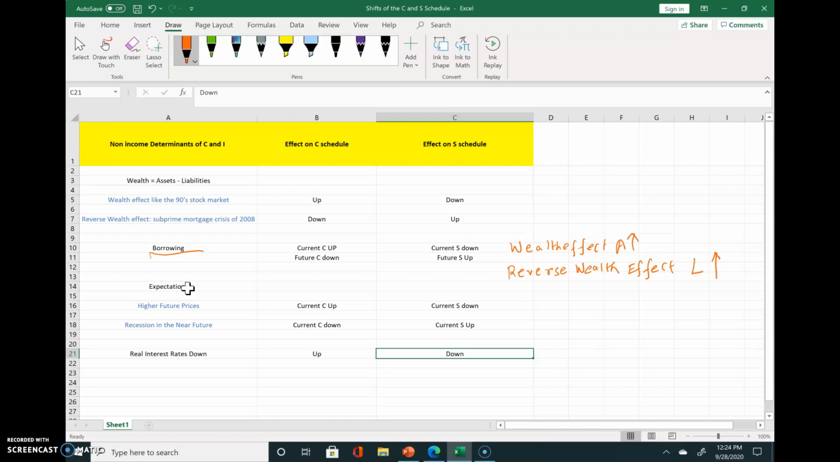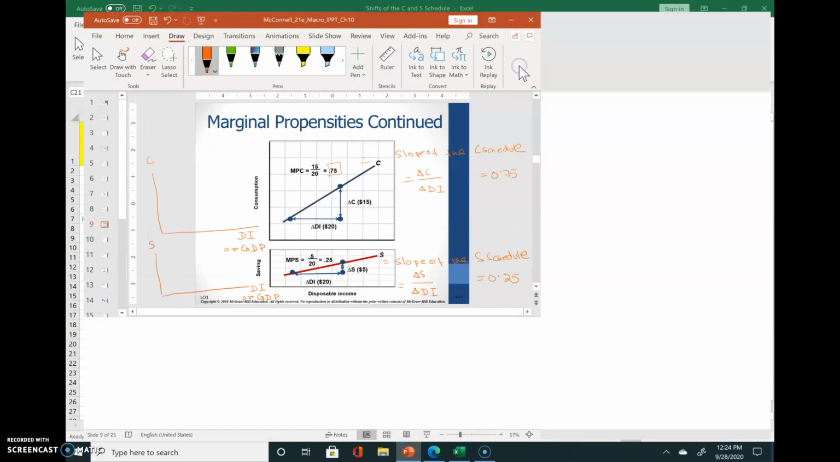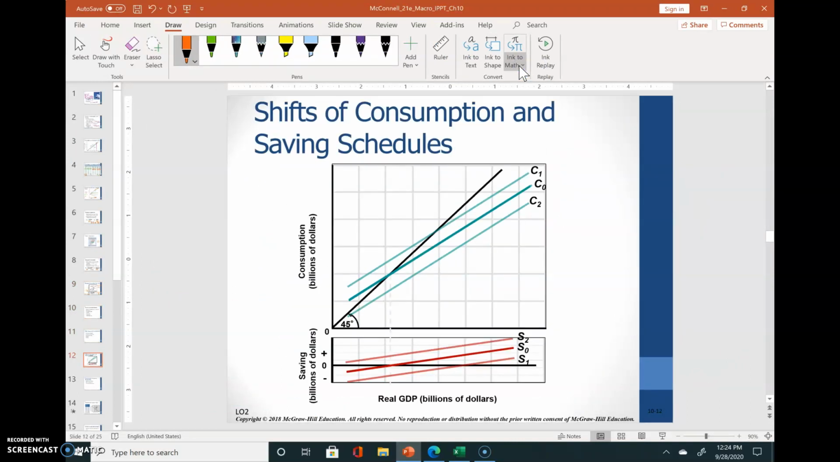Just remember what we did before was we were looking at the consumption schedules and the saving schedules, like we are looking at a movement along those schedules. And right now what we looked at is a shift of the consumption schedule and a shift of the savings schedule.